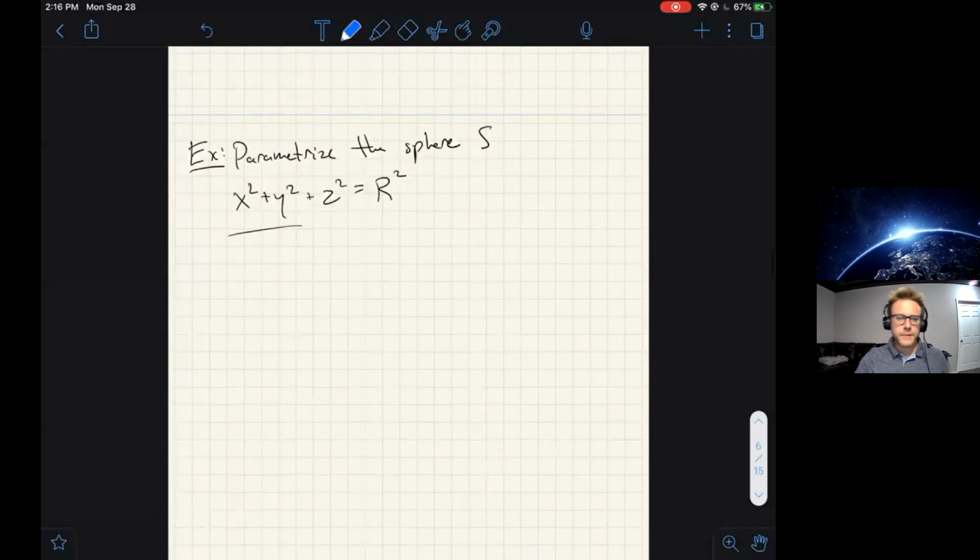All right, here's one that I would like to spend a little bit of time with. We want to parameterize this sphere. So the sphere is x squared plus y squared plus z squared equals r squared, a classic equation for a sphere.